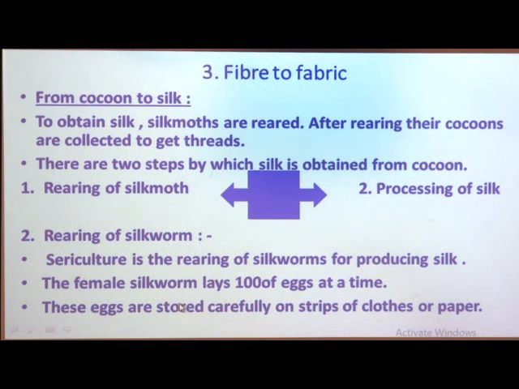The female silkworm lays hundreds of eggs at a time. I told you in the life cycle that when the female silk moth lays eggs, at the same time she can lay 350 or more eggs on mulberry leaves. So she can lay hundreds, or above 350 eggs, at the same time. These eggs are stored carefully on strips of cloth or paper.